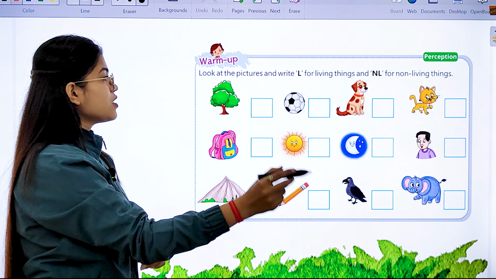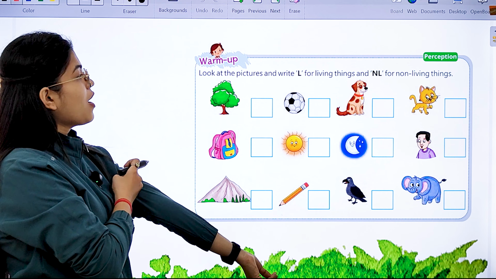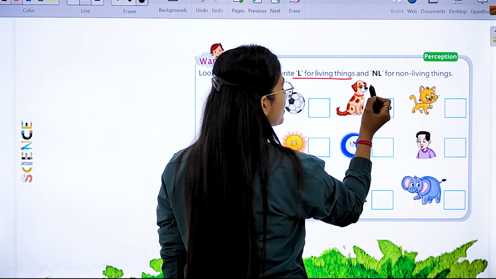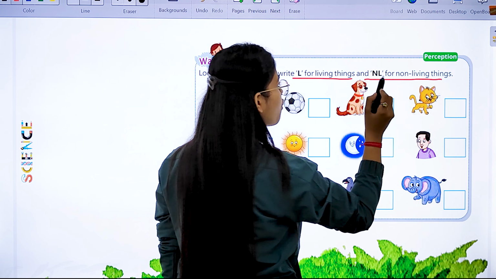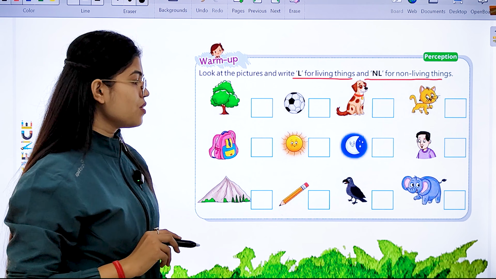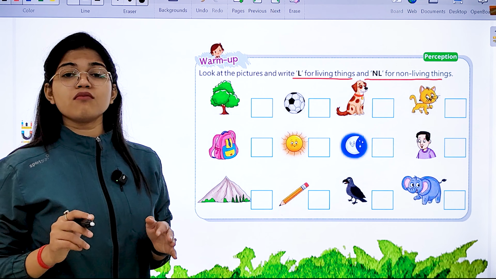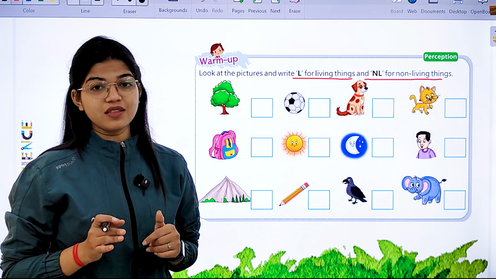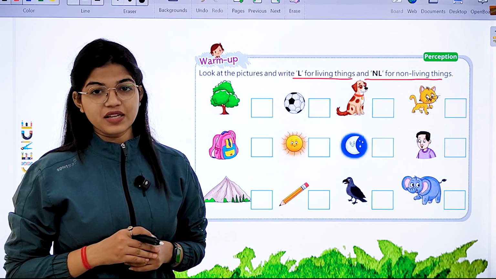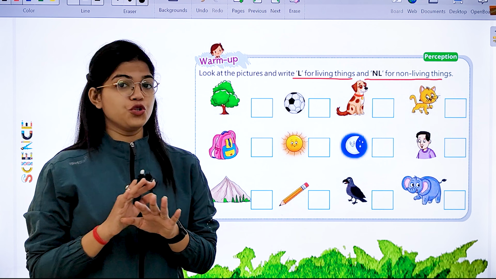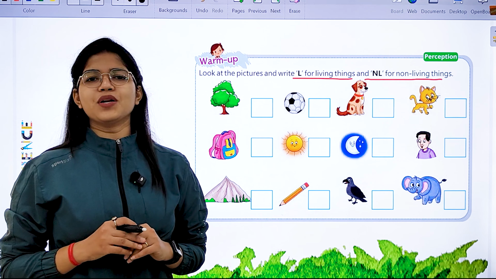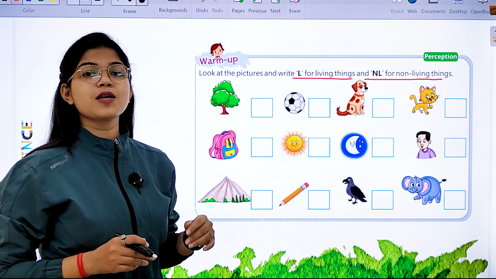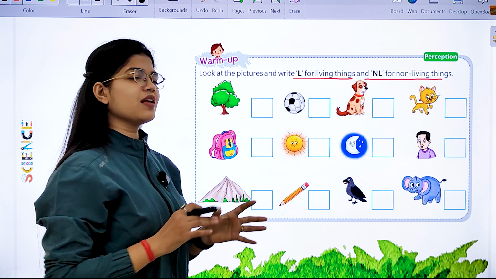Okay, so first of all, what you have to do, you have to look at all these pictures and then you have to write L for living things and NL for non-living things. So students, let me first of all tell you that all those things or the objects which have life in them, they are known as living things. But the things which do not have life in them, they are known as non-living things. So now if you observe these pictures, you can easily classify them.